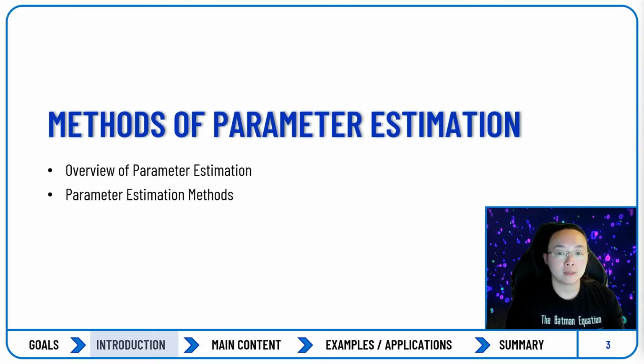Before moving on to the main content, I first want to go through an overview of parameter estimation, starting from first principles, and then take a look at the different types of parameter estimation methods there are. Even though this course is only going to focus on maximum likelihood estimation, I do want everyone to know that that isn't the only way of estimating parameters. It's just the most common way of estimating things.